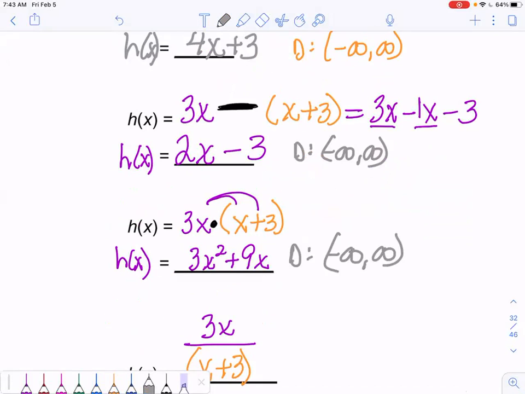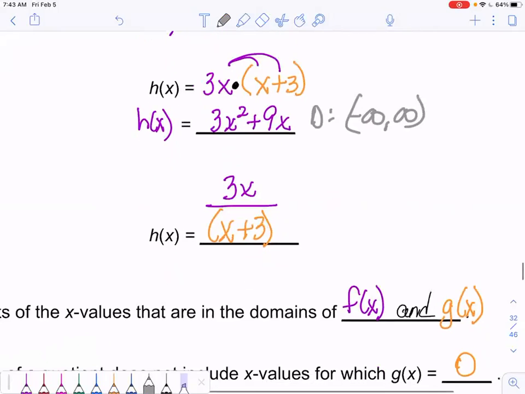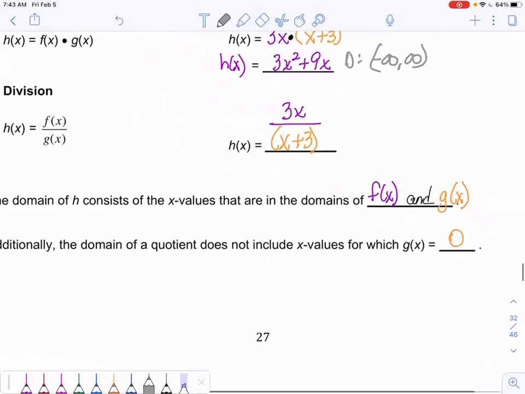There is one exception, and that's the last one because it's a fraction. The domain of a quotient does not include x values for which g of x is equal to 0. G of x is our denominator. That denominator cannot equal 0. That's what we talked about yesterday. So that means x can't be what number for this last function, Brooke? It can't be negative 3. So Brooke, how would we write the domain then of that last function if it cannot be negative 3?